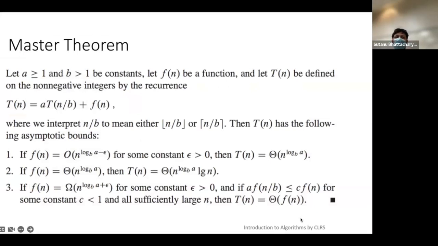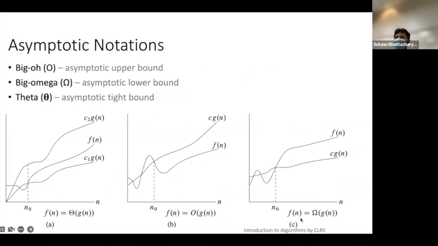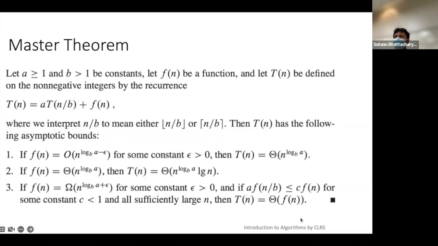So if you go through point 1, f(n) equals O of n power log A base B, right? You are not familiar with epsilon. Just keep that right now. So what does that mean? f(n) equals O of n power log A base B. What is the relation between f(n) versus n power log A base B? Who is larger? Okay. f(n) versus g(n), check the middle figure. The middle figure is f(n) equals O of g(n). Which one is larger? f(n) or g(n)? g(n), right?